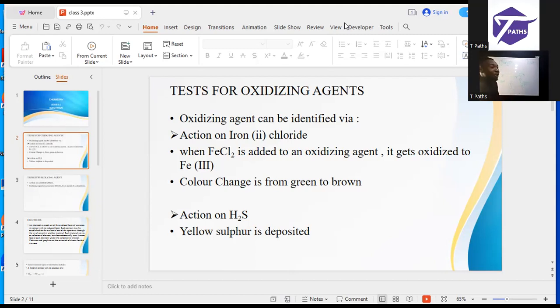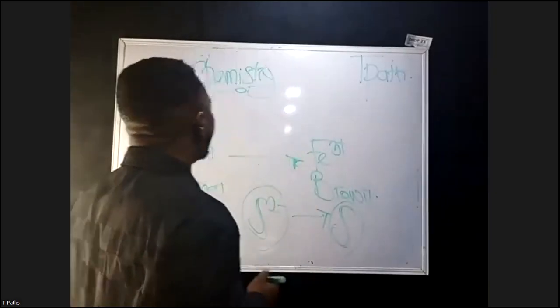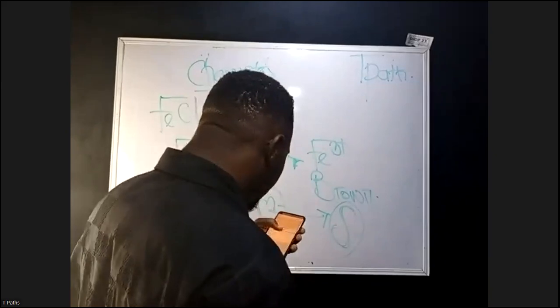And how do we know that? We see what they call a yellow sulfur deposit at the edge of the test tube or in the test tube. When you see that, this is an oxidizing agent. So you're able to test for an oxidizing agent. Now, the next thing is how to test for a reducing agent.